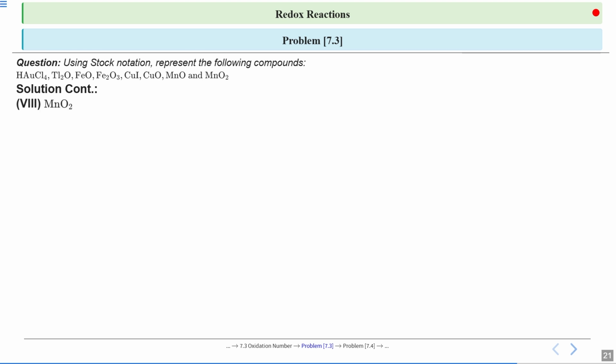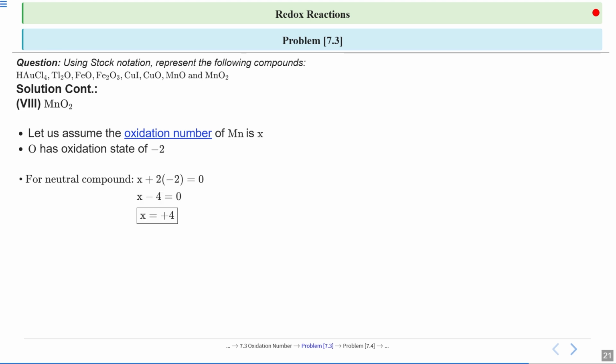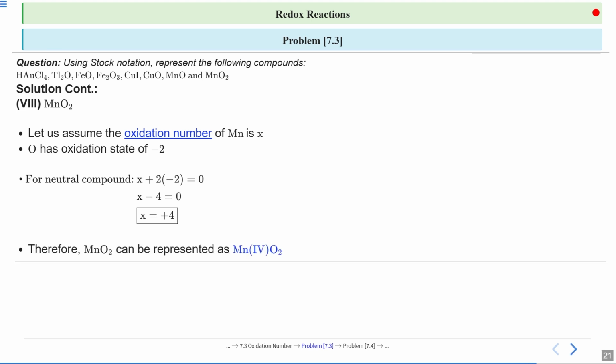Now the last one is MnO2, and let us assume the oxidation number of Mn in MnO2 to be x. Oxygen has an oxidation state of -2. For a neutral compound, x plus 2 times -2 equals 0. Then x would be +4. So here MnO2 can be represented as Mn(IV)O2.